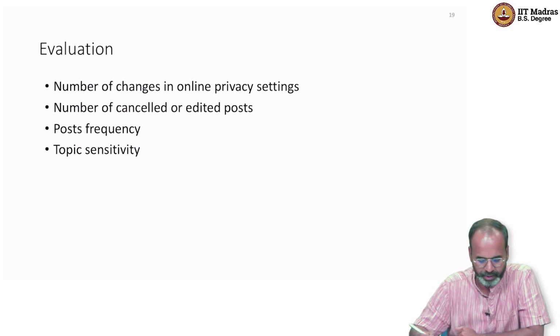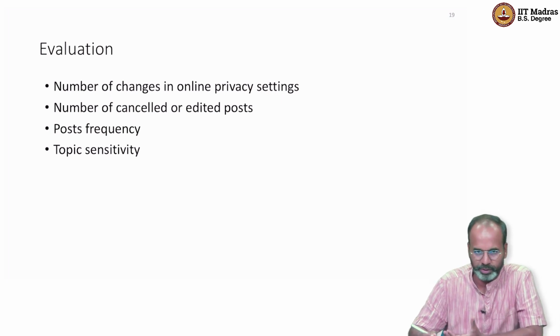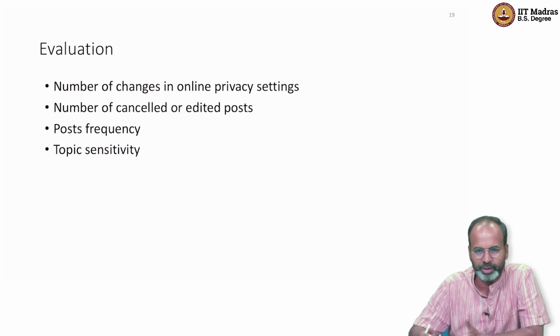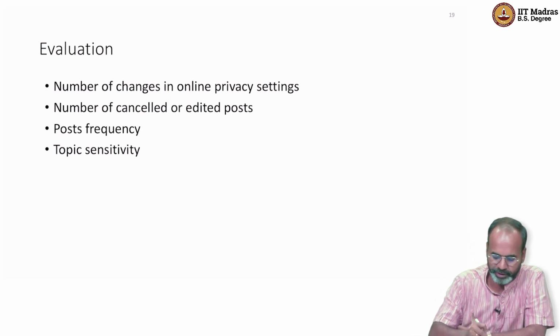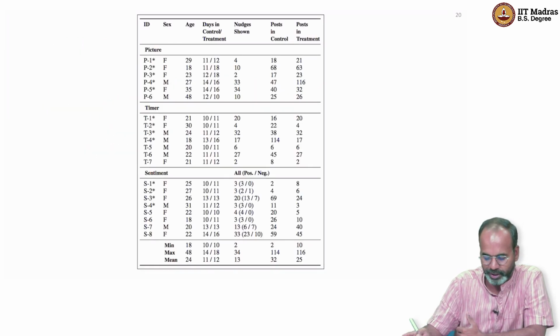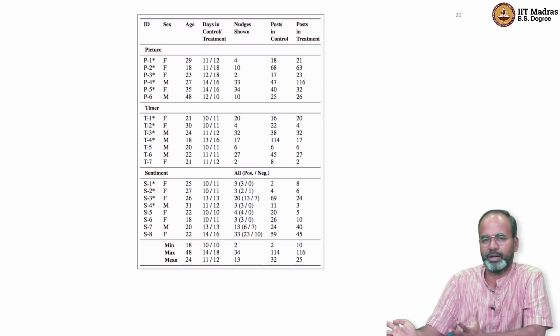Right? Number of changes in online privacy settings. So what did they do? They made users use Facebook. They created this browser plugin. The browser plugin had some feedback, as in the timer, the sentiment, and the picture nudge that I showed you. And what did they calculate? They calculated the number of changes in online privacy settings, which is how many times they went and changed the privacy settings. Number of cancels: I wanted to post, I saw the feedback, and then I decided that, look, let me just delete the post.